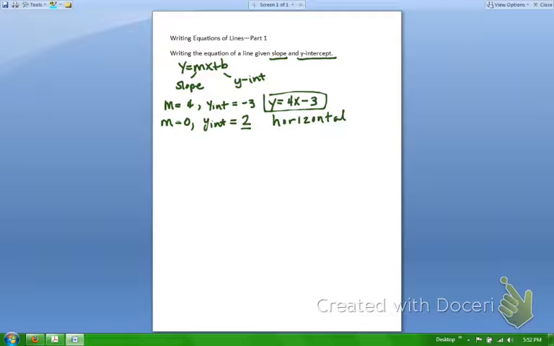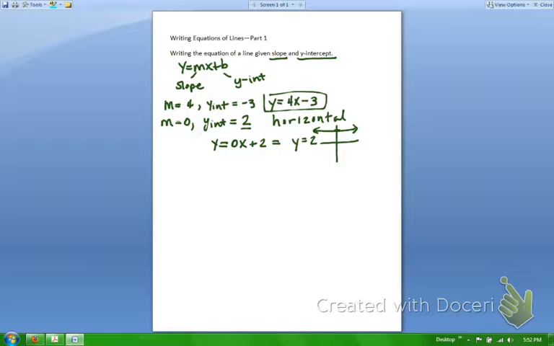We can go strictly by the formula and have y equals 0 times x plus 2, which equals y equals 2. Or you can think about it in terms of horizontal lines, and you know you're going to have your grid, and you have a slope that's 0 or flat, and it crosses at 2, so then you would write the equation for something that looks like that.